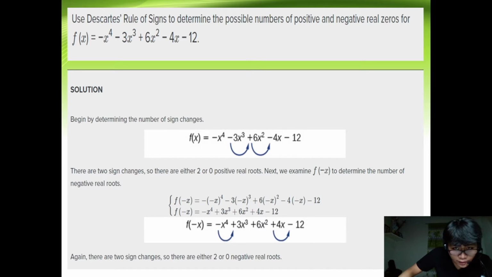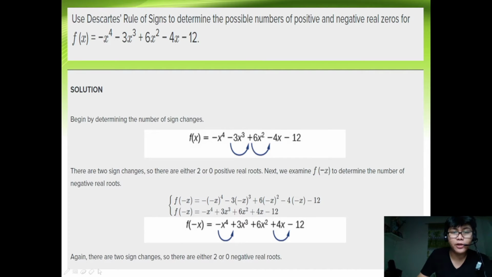Take a look at the second term to the third term. There is a change from negative to positive. And also from the third term down to the fourth term, there is also a change of sign. Meaning there are two sign changes. So there are either 2 or 0 positive real roots. Next, we examine f of negative x to determine the number of negative real roots.